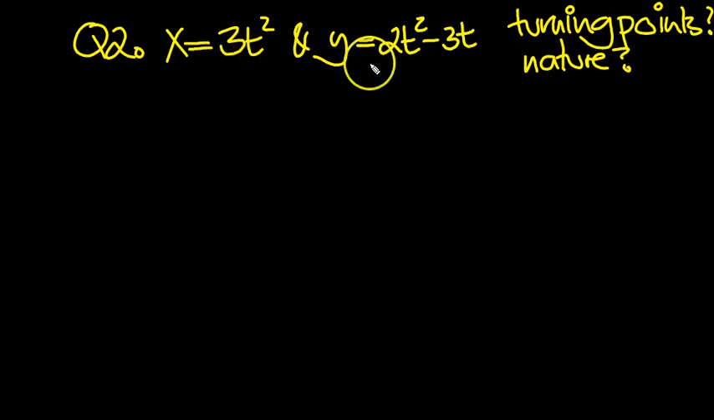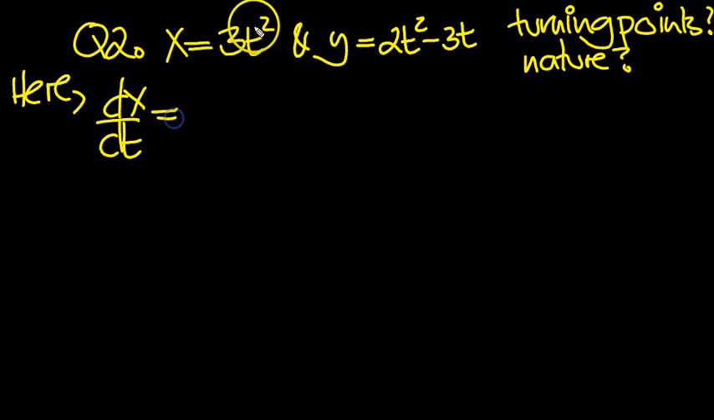x equals 3t squared and y equals 2t squared minus 3t. We want to find out the turning points and their nature. So let's get dx/dt and dy/dt first then. So simple differentiation, dx/dt. The power rule, 2 comes down to be with the 3 to make 6t to the 1.